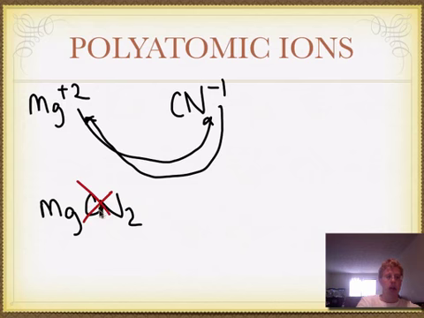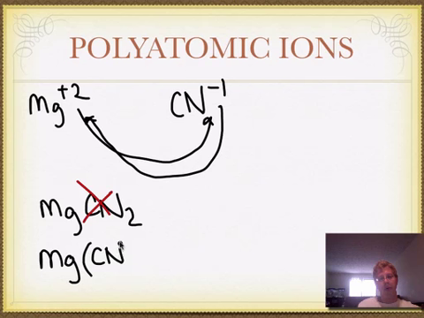Okay? Instead, to indicate that you need 2 cyanide ions, we're going to put the whole thing in parentheses and then put a 2 on the outside. This is just like in math when you do the distributive property. So the 2 applies to everything inside, and it functions as a group. We're never going to change how many carbons or how many nitrogens go into cyanide.